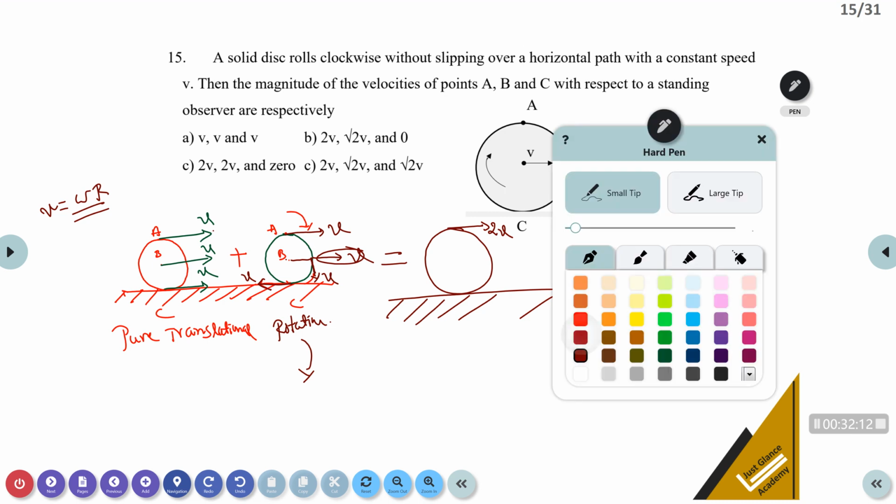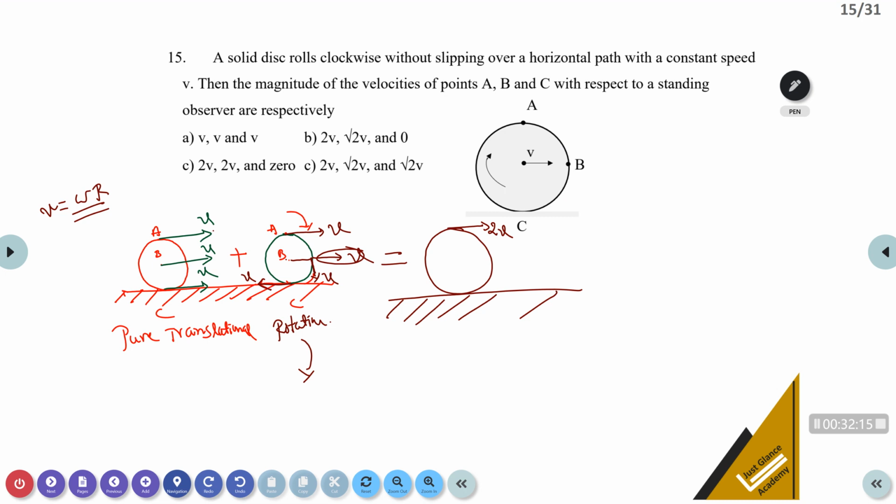What about, students, at this point? At this point, one velocity is like this and another velocity is like this, so here it is 0. This is point A. This is point C. What about at point B? At point B, one velocity is like this, one velocity is like this, so this is the resultant velocity. Resultant V_R equal to square root of V square plus V square, equal to square root of 2 into V.